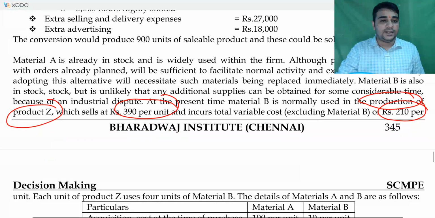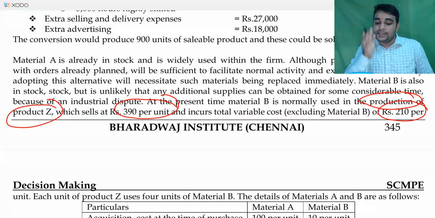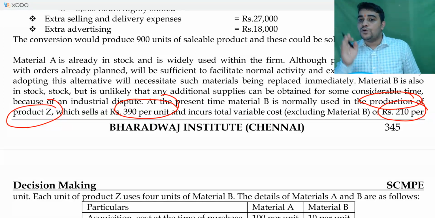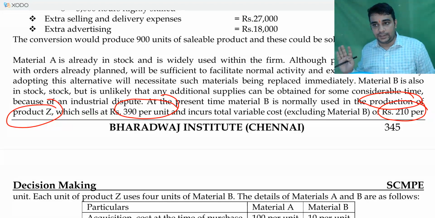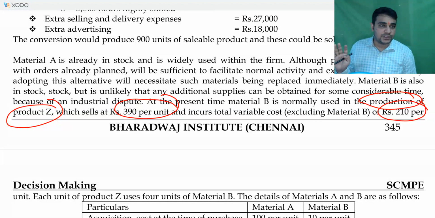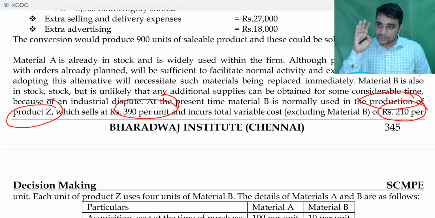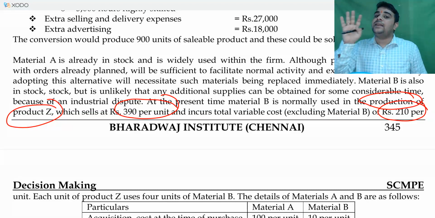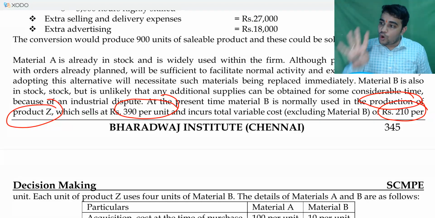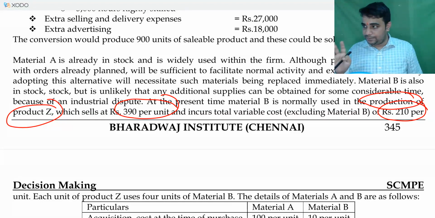390 minus 210 is 180. But the lost contribution per unit of material is not exactly 180. They are saying each unit of product Z uses 4 units of material B. So the contribution is 390 minus 210, which is 180, and this 180 is for 4 units of material B. Clear? Any doubts on this?